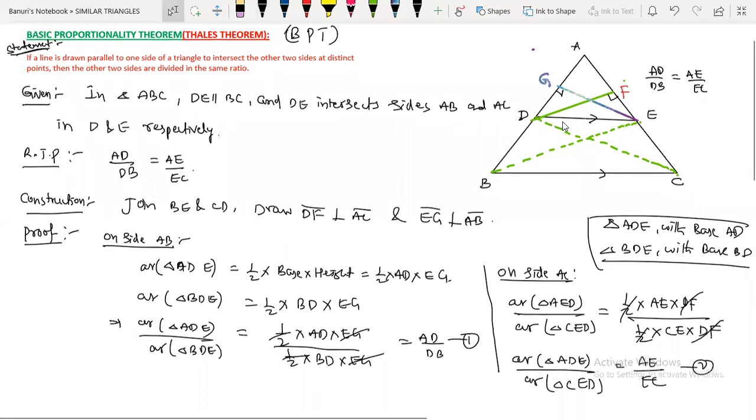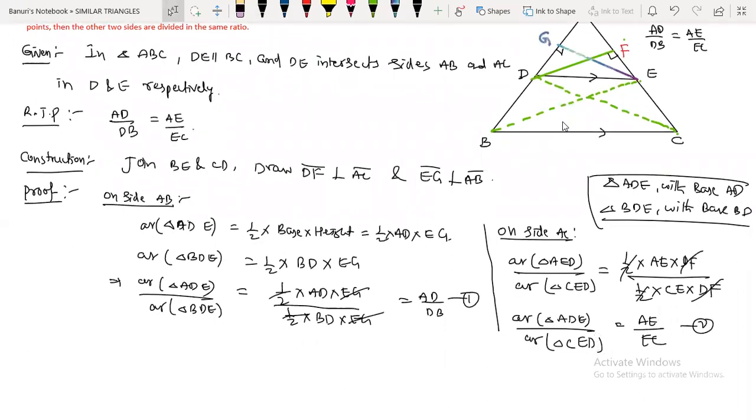So here if you observe, on the right hand side of the first equation and second equation, we have what we have to prove, AD by DB and AE by EC. So those are present. So if we prove the left hand side ratios are equal, then we can say the right hand sides are equal. So by that we will get what we require, right?